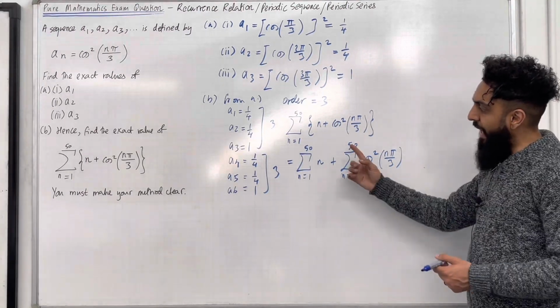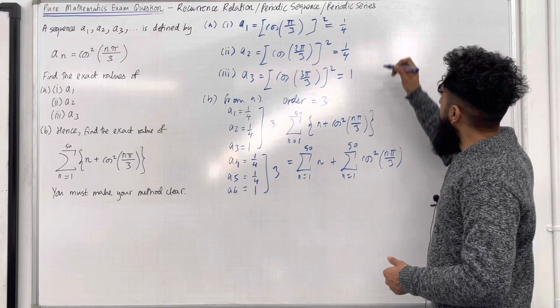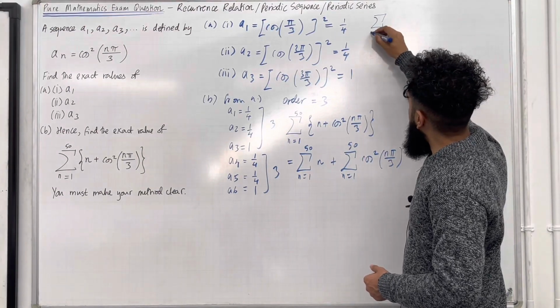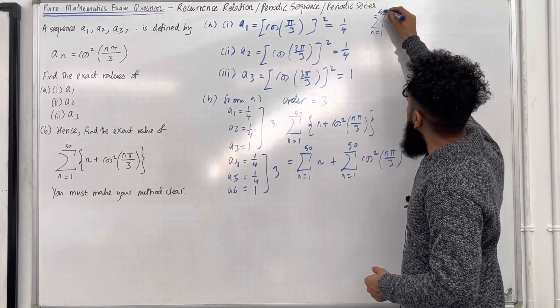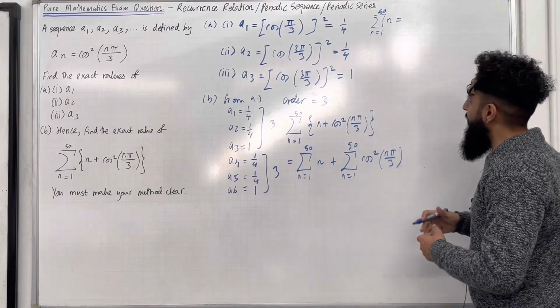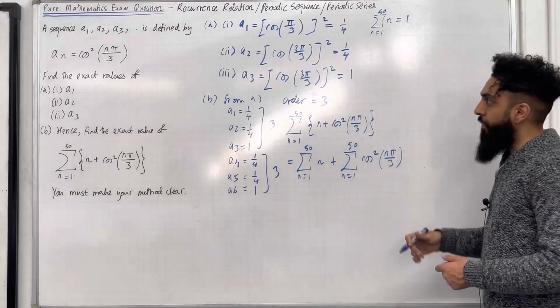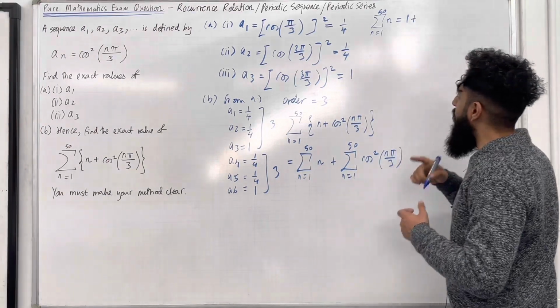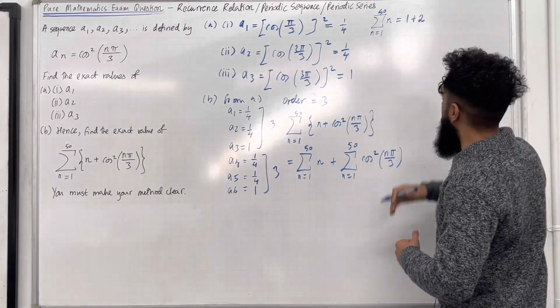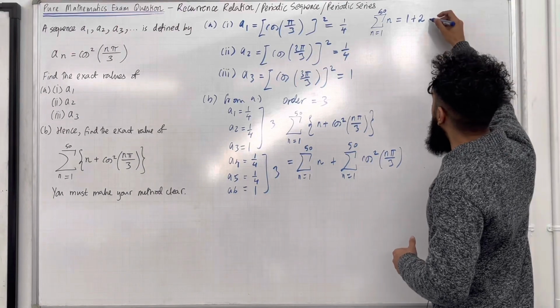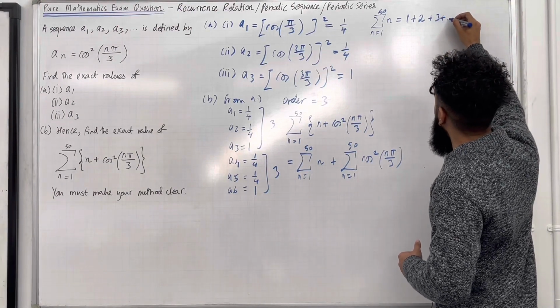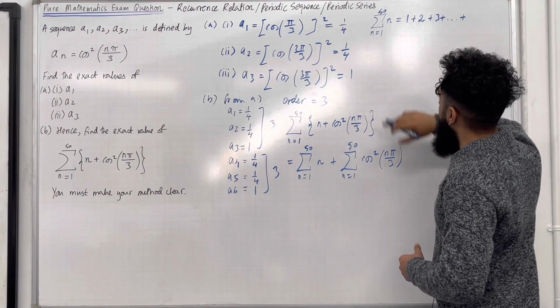Let's start off by evaluating this sum over here. So the sum from n equals 1 to 50 of n. If I substitute n equals 1, I get 1. So the first term of the series is 1. Plus, if I substitute n equals 2, I get 2. Second term of the series is 2. So we've got 1 plus 2 plus 3 plus ... plus the final term.